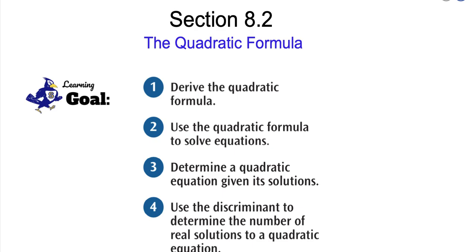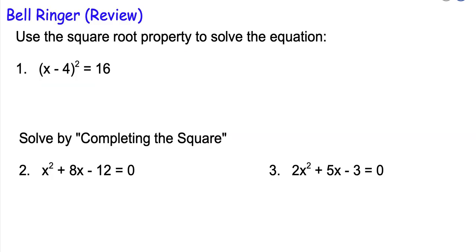Okay, so before we get into the lesson, we have the bell ringer. So these were your three questions for the bell ringer. You needed to use the square root property to solve this equation, and then you needed to complete the square with the other two. All right, so number one, we're looking to get rid of that.